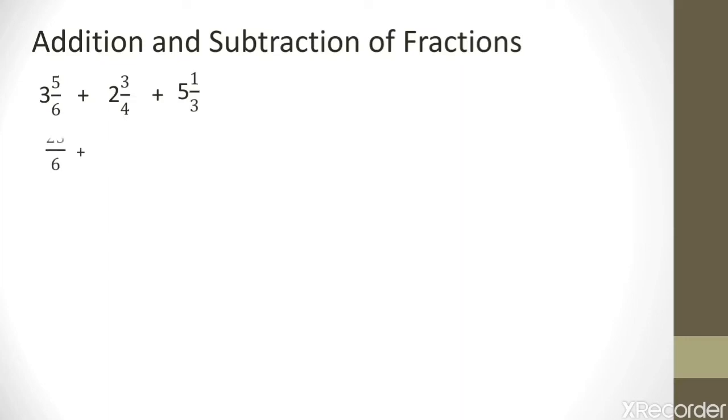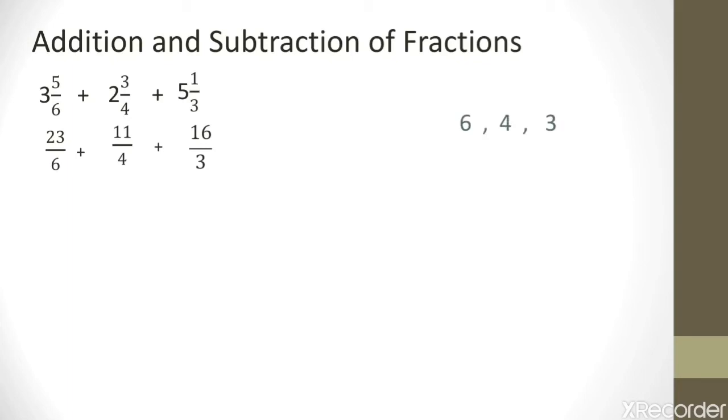So first of all, you have to make them improper fractions. 6 times 3 is 18. 18 plus 5 is 23. 4 times 2 is 8. 8 plus 3 is 11 over 4. Then 3 times 5 is 15 plus 1, it will be 16 over 3. Then thereafter I am going to take these denominators 6, 4, 3. I am going to find the LCM of those denominators.